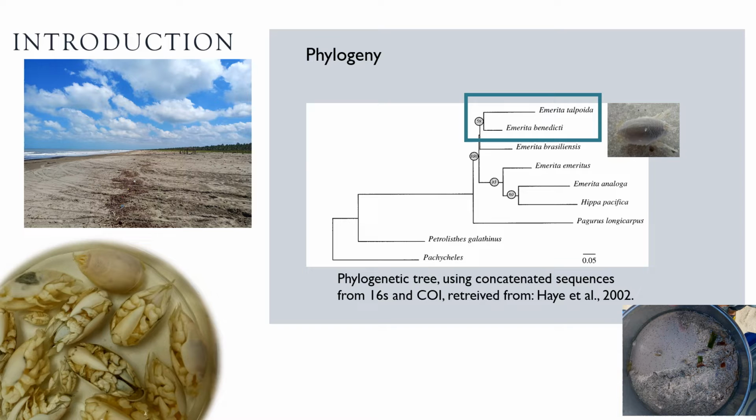In the present study, we examined for the first time the phylogenetic diversity, relationship, and genetic variation of the genus Emerita in marine ecoregions of the Atlantic coast of Mexico using mitochondrial DNA.